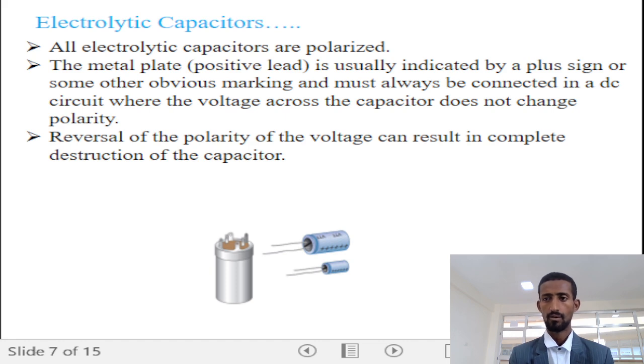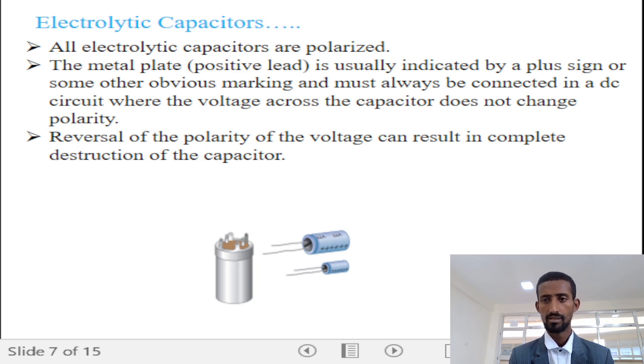must always be connected in a DC circuit, where the voltage across the capacitor doesn't change polarity. Why do we connect these polarized capacitors in DC? Because if we are using AC, as you know, the alternating current will vary its polarities. So these electrolyte capacitors will not work in AC. We should use these electrolyte capacitors in DC.